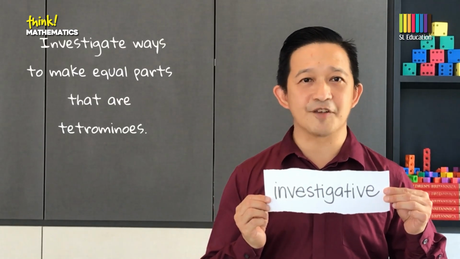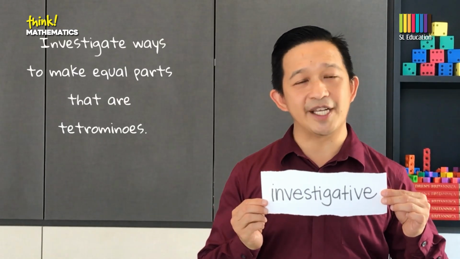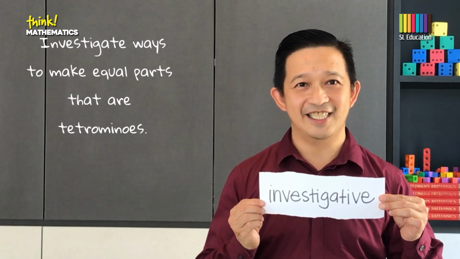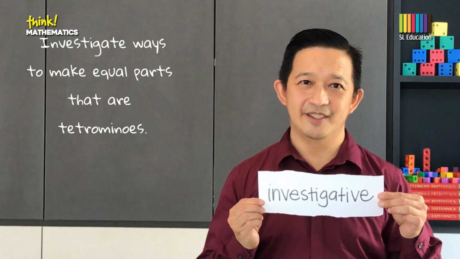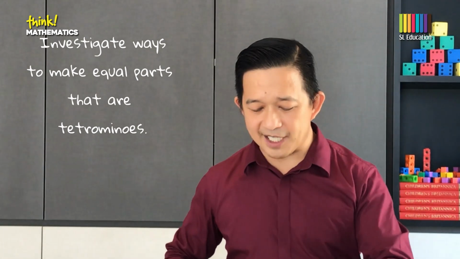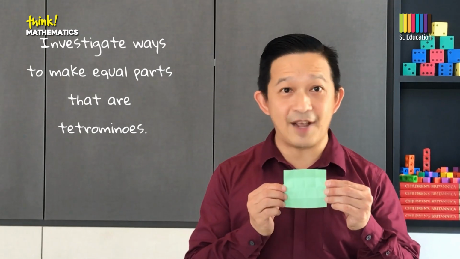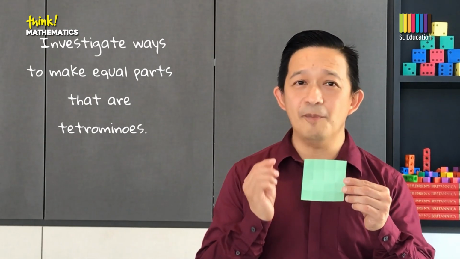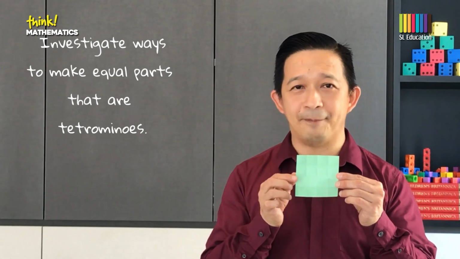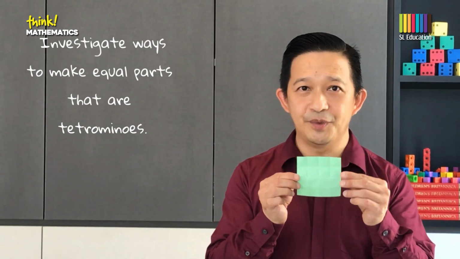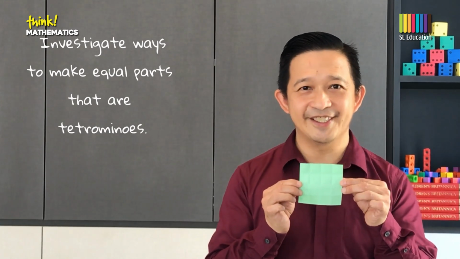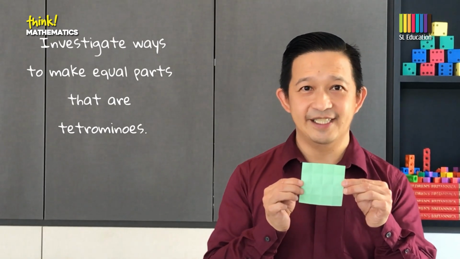In investigative journals, students are doing investigations and recording their findings in their journal. For example, in the anchor task that we have done, we could ask them to investigate how many different ways to cut the square paper up if I have given you this one, which has been divided into 16 smaller squares.